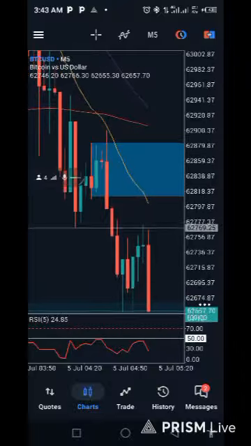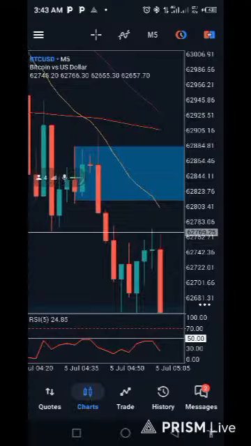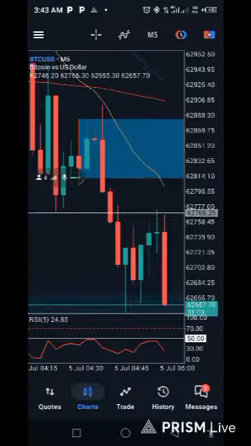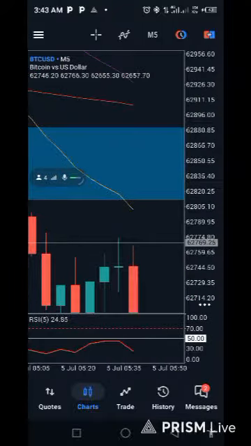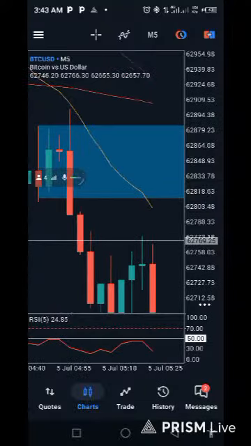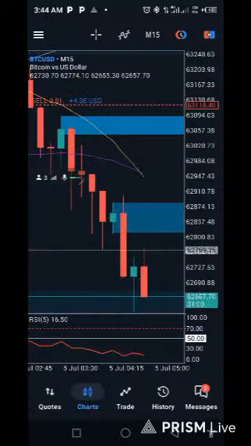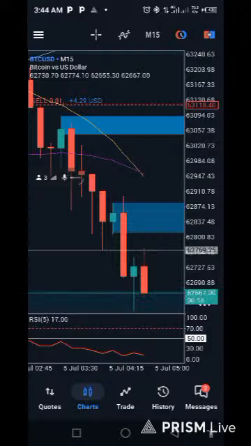It touched the line, it went to the fair value gap and reversed. That's what it did. If you look closely, if you zoom, you see that in this green candle it has already touched the fair value gap. Let's check the 15 minutes time frame. You will see what I'm saying. Now, that's exactly what happened.